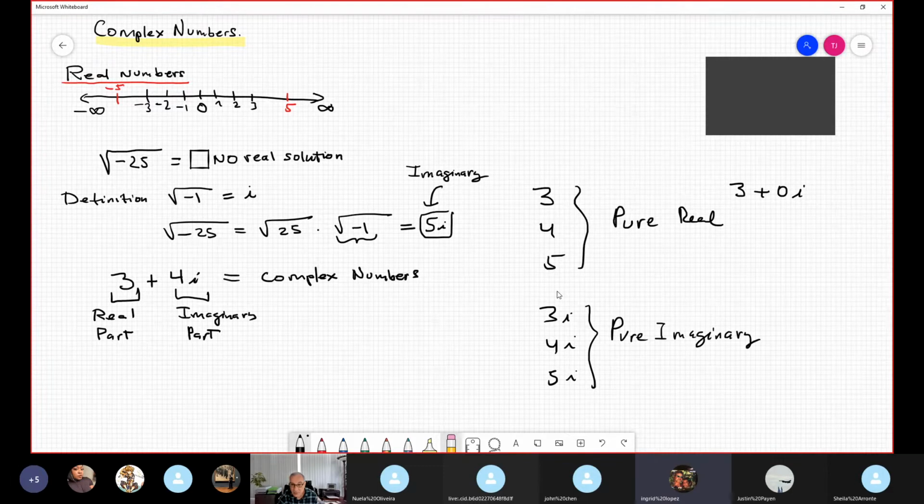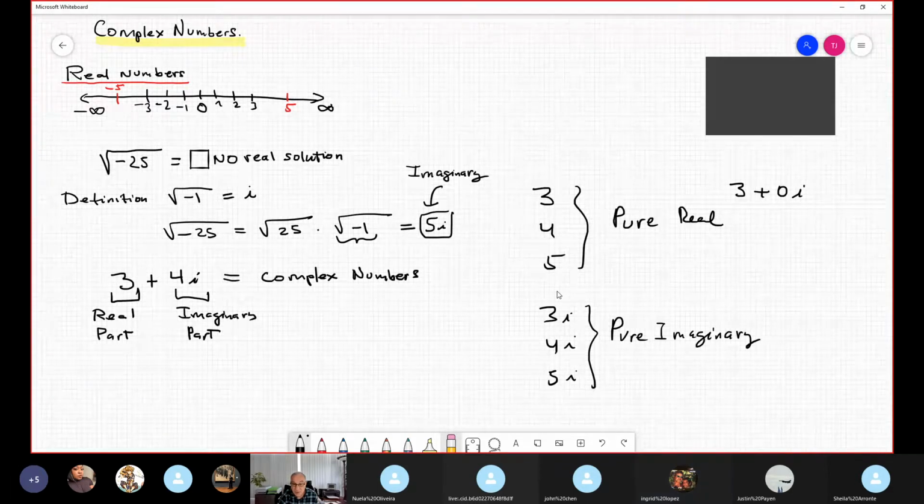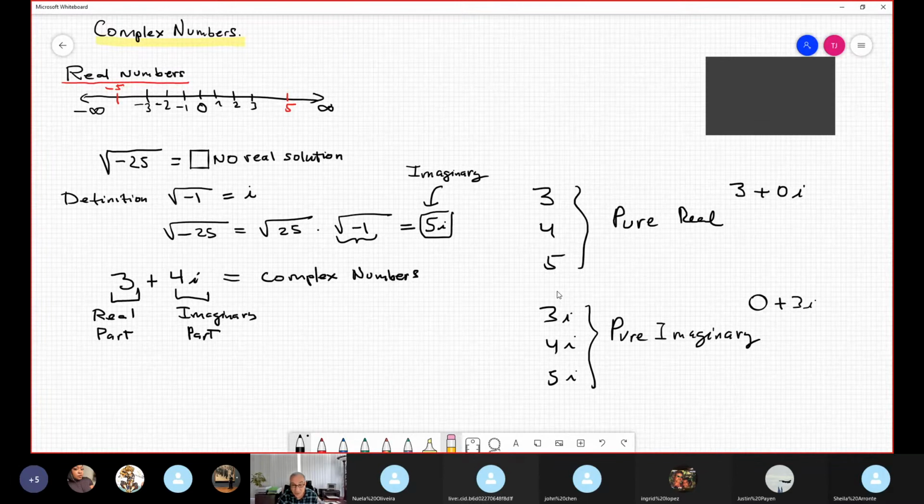Okay, I know. The pure imaginary is a number that contains only i and has no real part, so we can interpret it like 0 plus 3i, 0 plus 4i. And of course the complex number is the combination, a number that contains a pure real and a pure imaginary part. Is it okay?